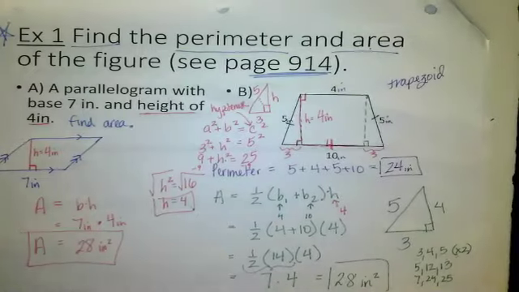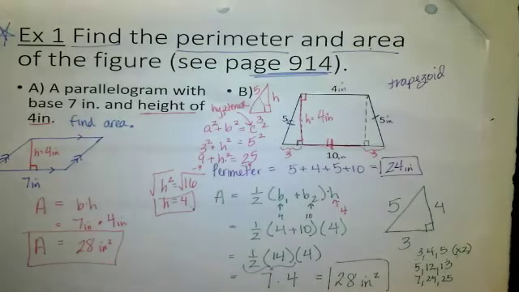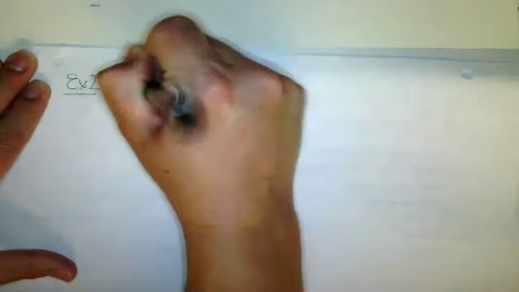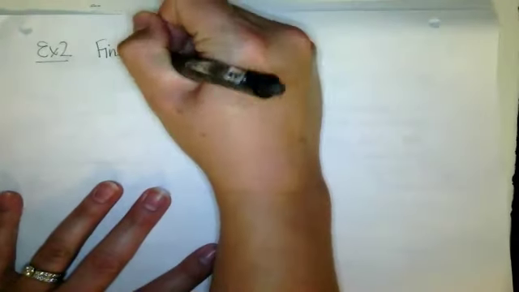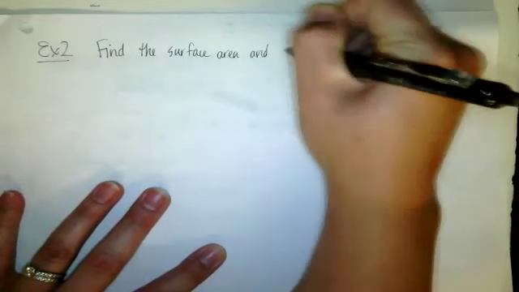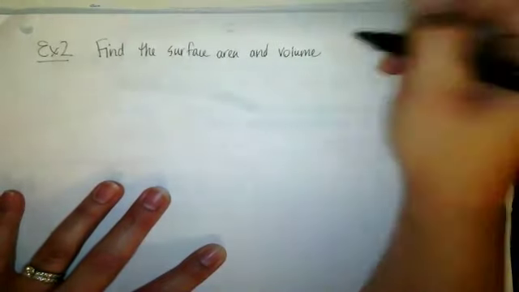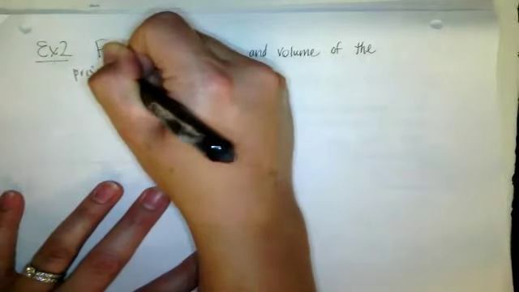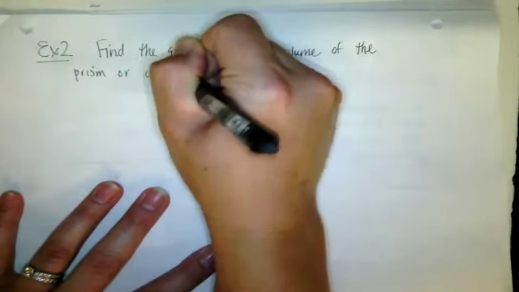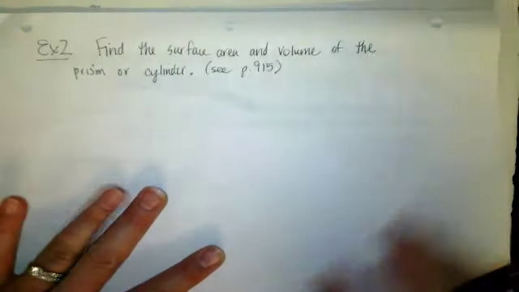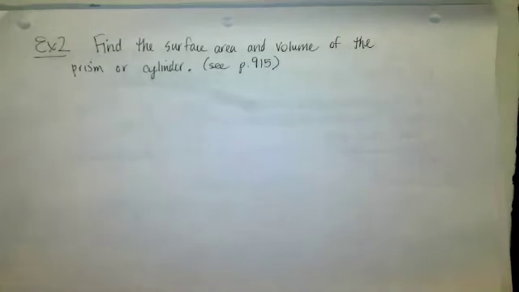All right, example 2 is, do it on the back. Example 2, find the surface area and volume of the prism or cylinder. See page 915. Find the surface area and volume of the prism or cylinder.